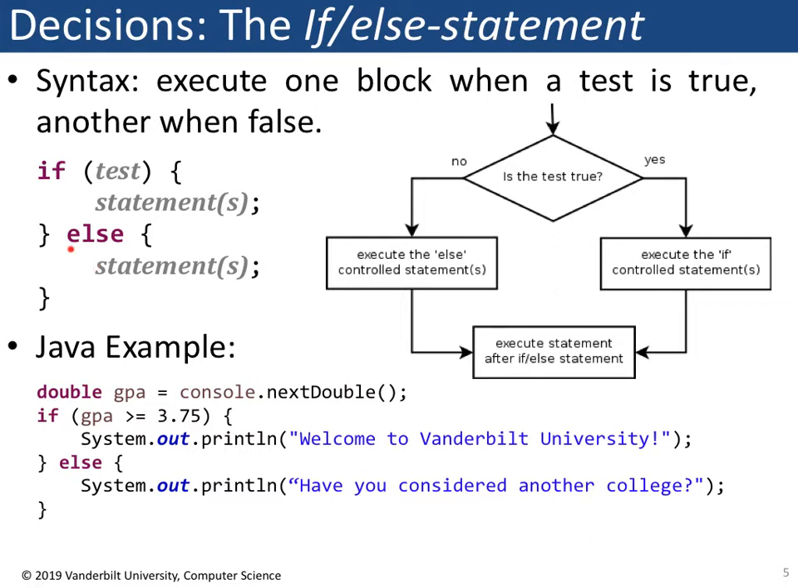However, if this test is false, if it results in a false Boolean value, then we will execute the statements in the else statement. As an example, imagine that we get an input from a user, and this input is supposed to be their GPA. So if the GPA of this user is greater than or equal to 3.75, we will print "Welcome to Vanderbilt University." If their GPA is less than 3.75, we will print "Have you considered another college?"